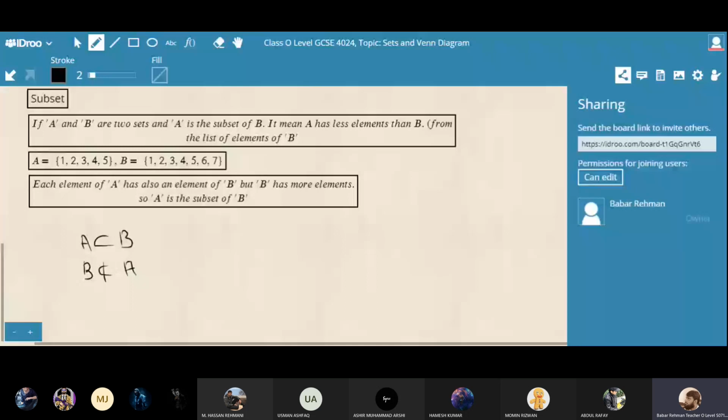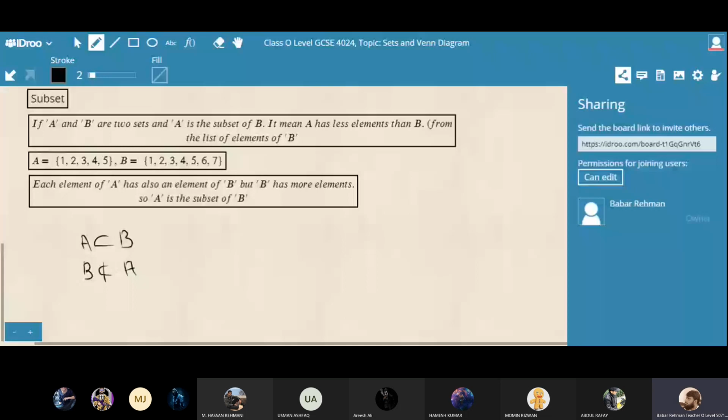So, Momin and Zakin, please let me know, have you understood this one? The concept of subset. Are you getting my point?